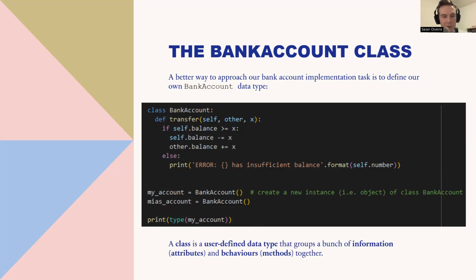Just a little bit more vocab here. There's a more formal definition of class, and these variables, my account and Mia's account, are called objects of class bank account. So a class, again, is a type, and an object is just an instance of that type.